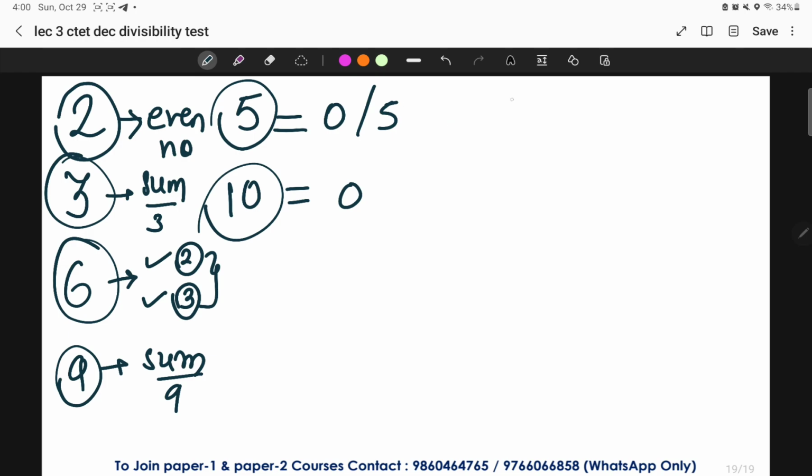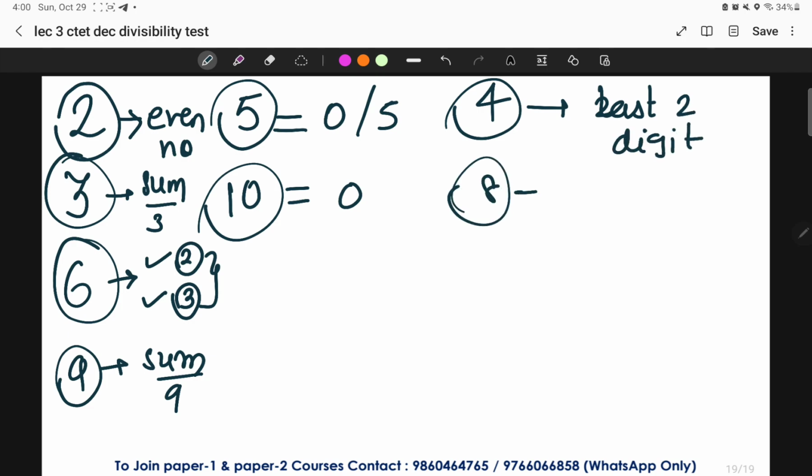Including that, we have studied the divisibility test of 4, where we have to check the last two digits. In case of the divisibility test of 8, we have checked the last 3 digits. Yes, this is how you have to remember. If you just club it together, that is going to help you a lot to remember. So yes, moving on to the next.